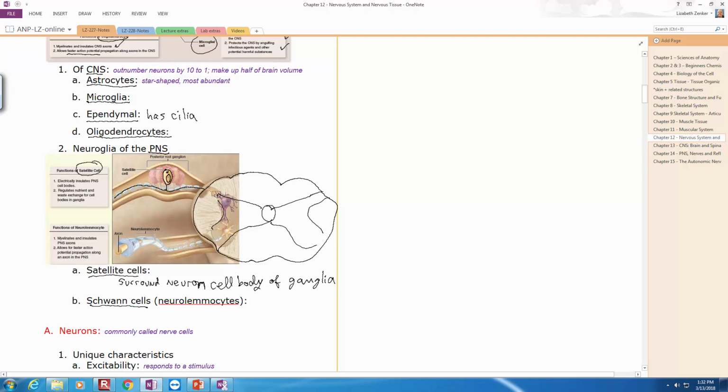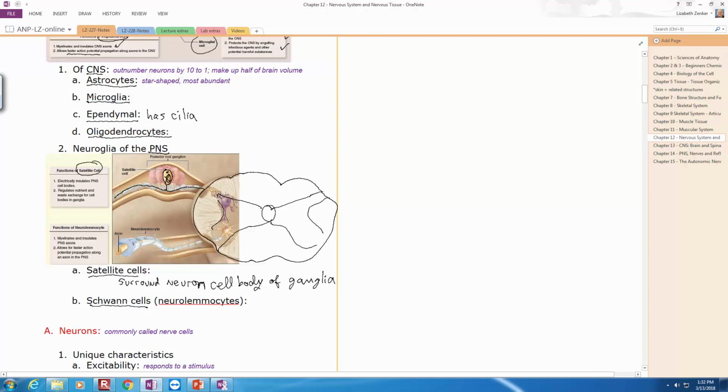Anybody want to take a guess? A cross section of your spinal cord? Okay, so it's out here, which means it's not in the CNS. CNS is brain and spinal cord.